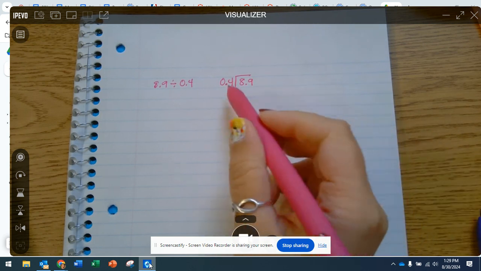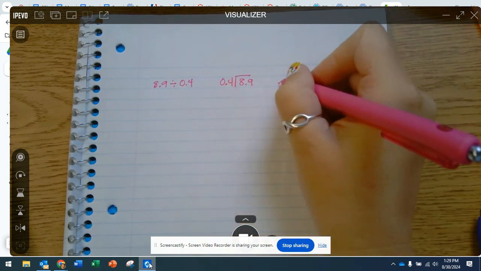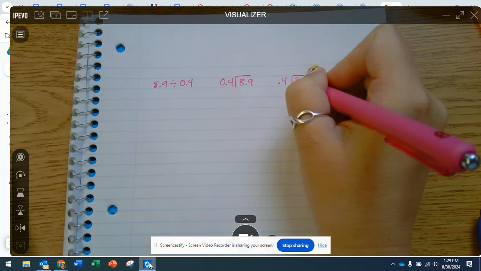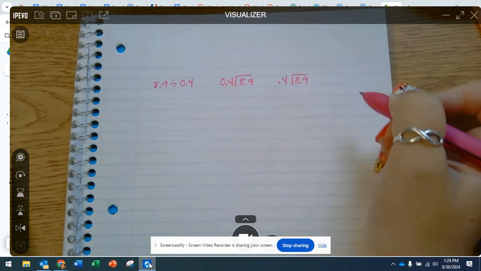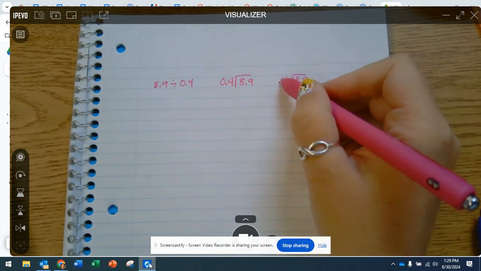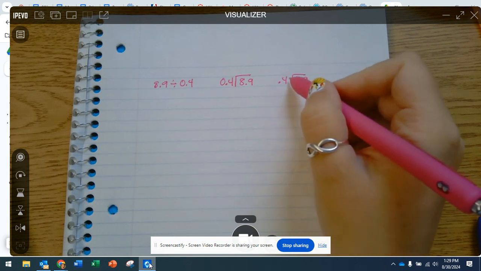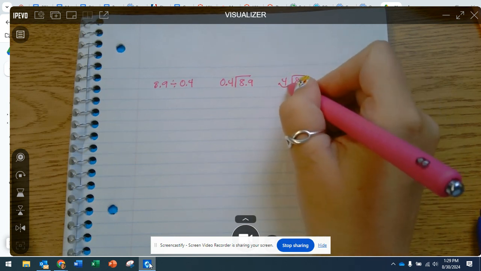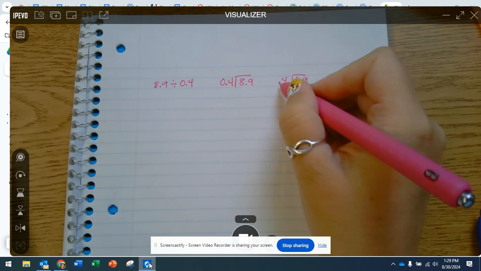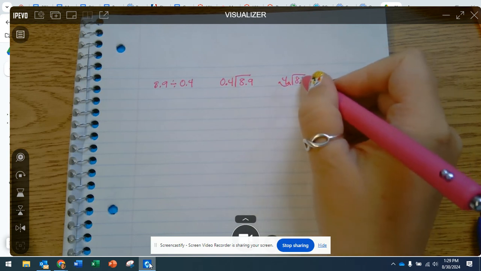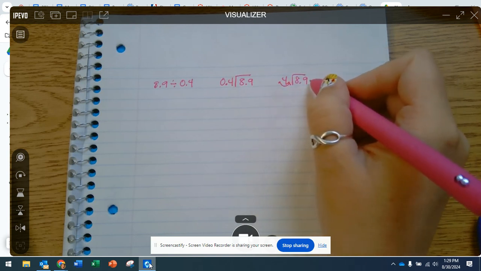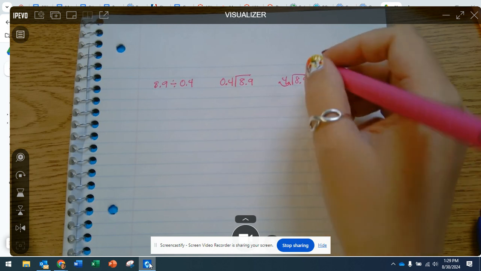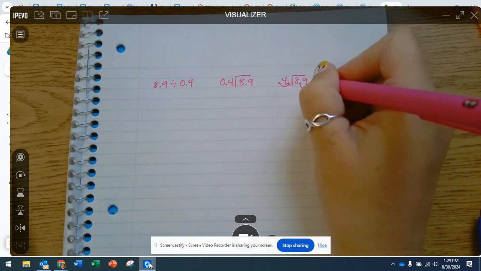Now, I don't really need that zero, okay? If you want to do 0.4 divided by 8.9, that's fine. However, you can't actually divide by decimals. So if you have a decimal out here in your divisor, you need to move it until it goes away. So this one I only need to move once, which means then I need to move it the same amount of times inside the house in the dividend. So I'm going to move it once here as well.